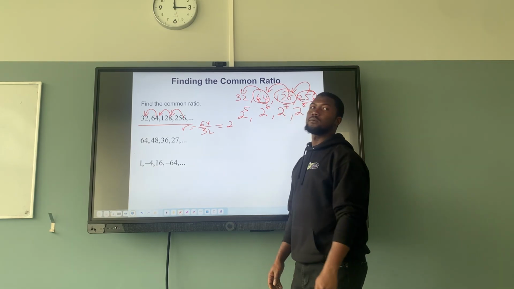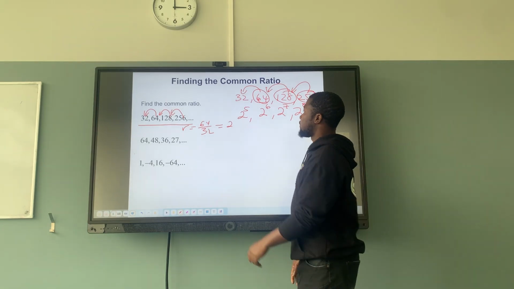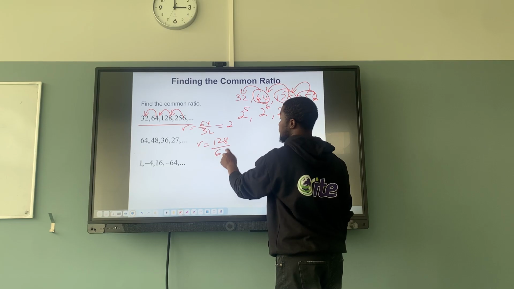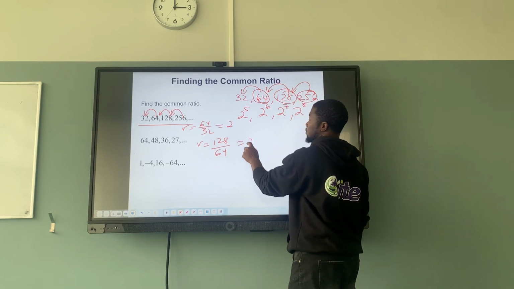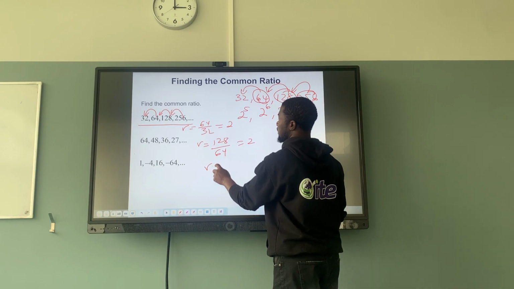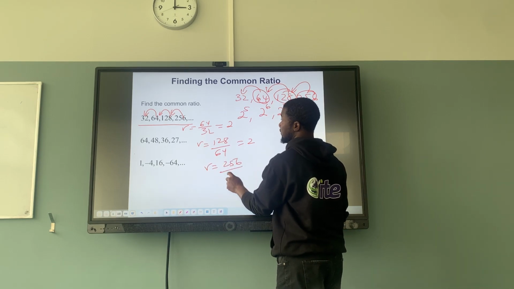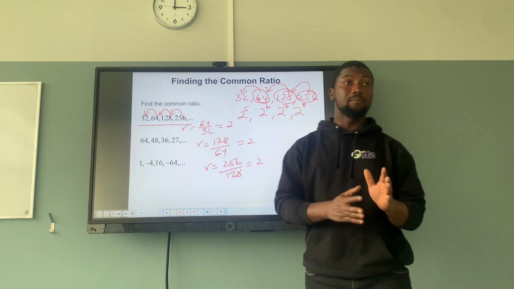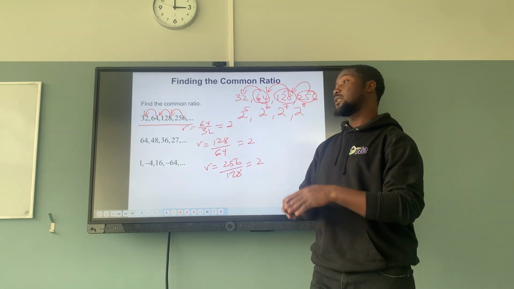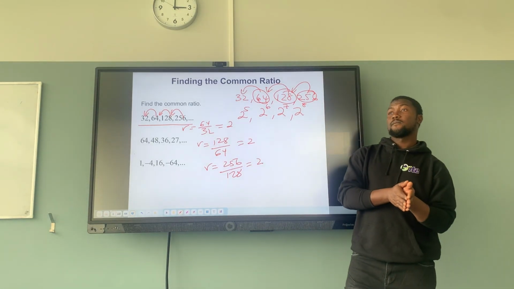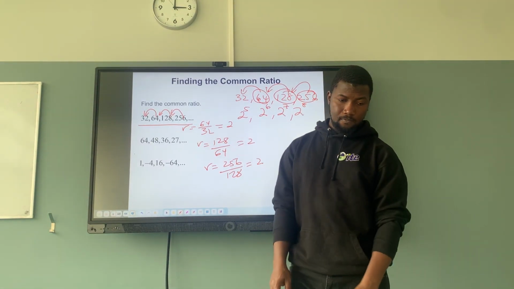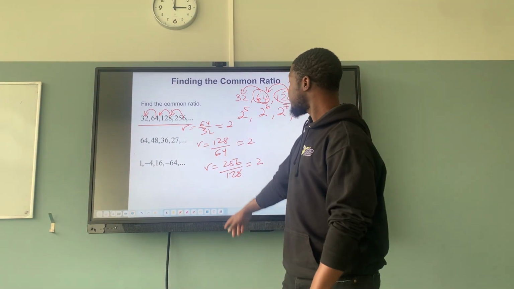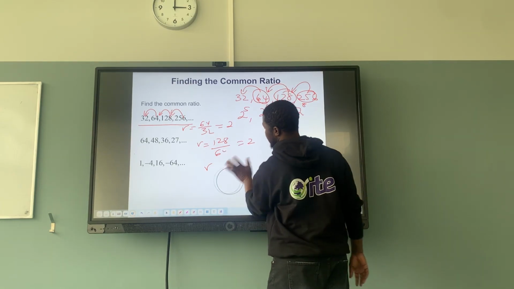Otherwise, 128 and 64. R is equal to 128 divided by 64, which is also 2. R will be equal to 256 divided by 128, which is again 2. So for the common ratio, always divide the succeeding term by the preceding term, the term that is after by the one which is before. That always gives you the common ratio. So you can find the common ratios of the next 2 sequences.